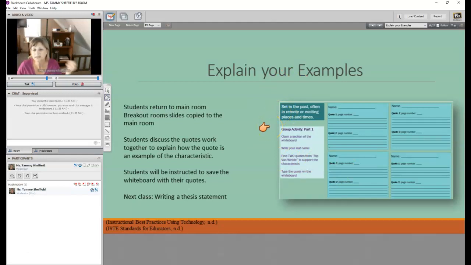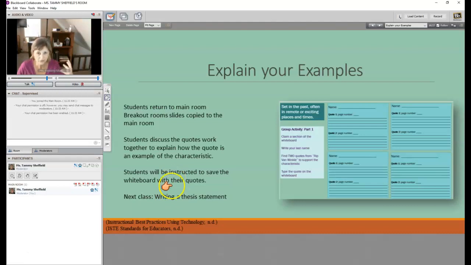And one of the reasons I'm doing this is because the kids are going to have to explain how these quotes are actually good examples of these characteristics. So my thinking with this activity is if they're discussing it together in the classroom, it's going to help them really write that explanation sentence or two in their paragraphs that show this is a good example to support the characteristic. Okay. Once they get done with this activity, like I said, it might have to carry on to the next small group time, and that's okay.